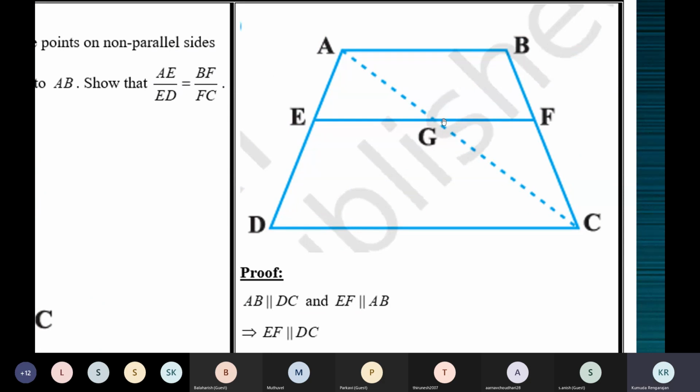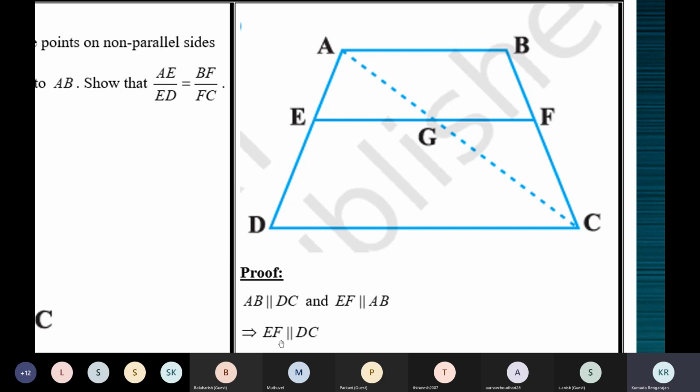Now tell me, which triangles to take? Here there are only two triangles, but which triangles to consider? Triangles where you have parallel lines in accordance with BPT. Supposing we take the triangle ABC. Tell me, what is parallel to what?